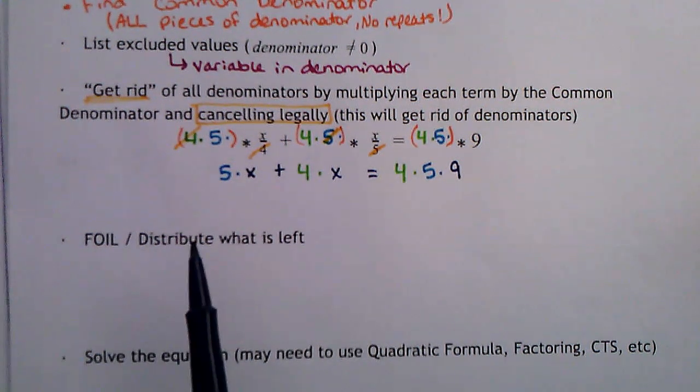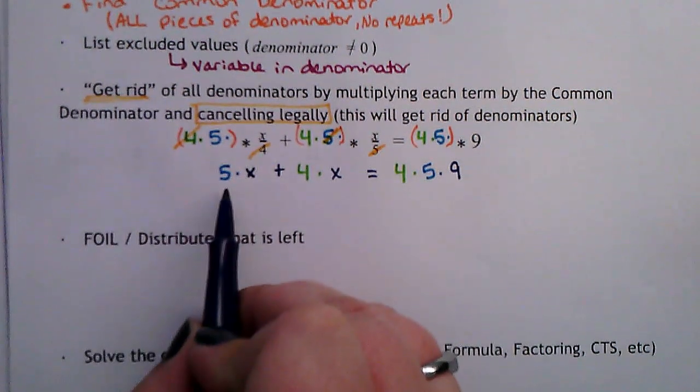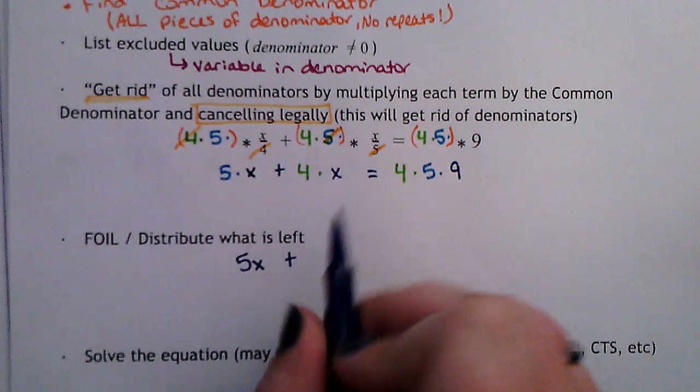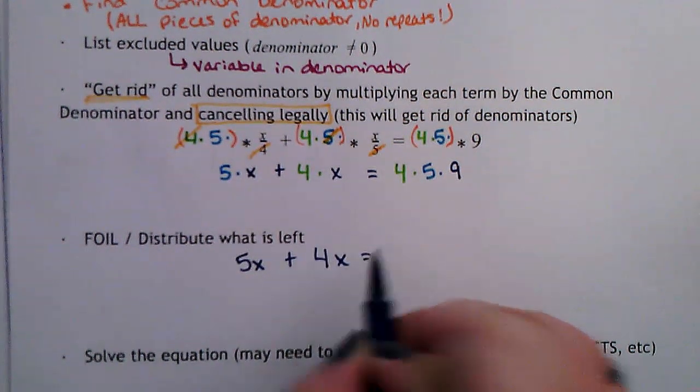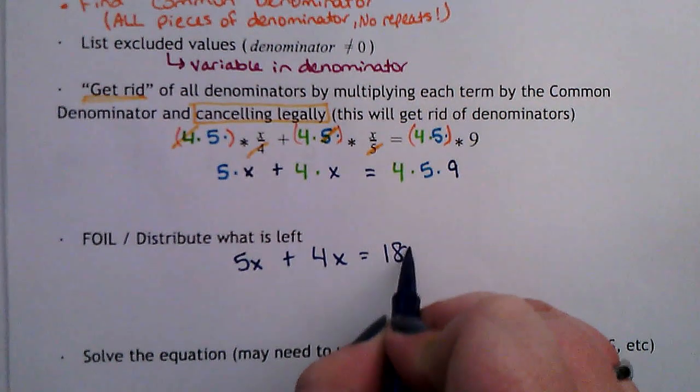So next, after we canceled everything legally, we FOIL or distribute what's left. So we don't actually have any parentheses anymore, but we can just combine these. So 5 times x is 5x, 4 times x is 4x, and 4 times 5 times 9 is 180.